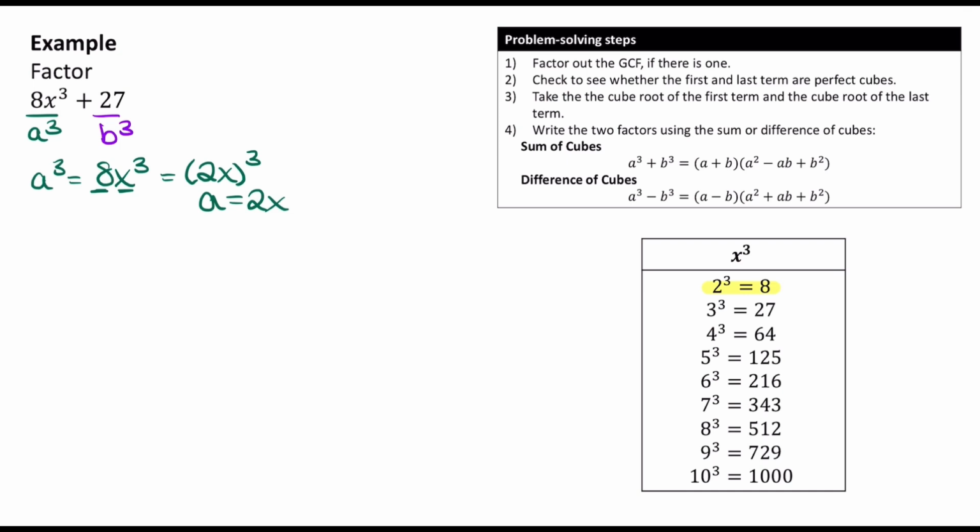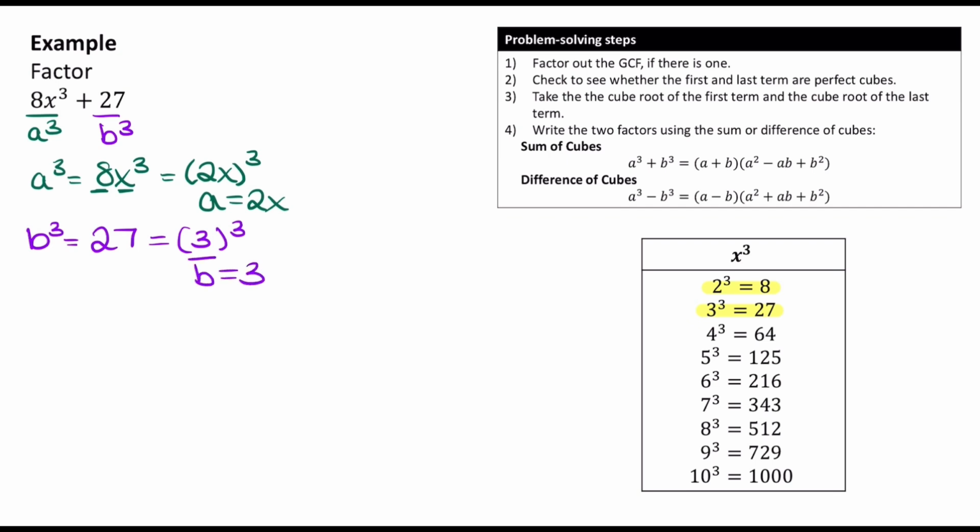Okay, b cubed equals 27. So I need to figure out what raised to the third power is going to be 27. Well, if I go to my chart over here, it tells me that 3 to the third power is equal to 27. So I know that the value of b is equal to 3.